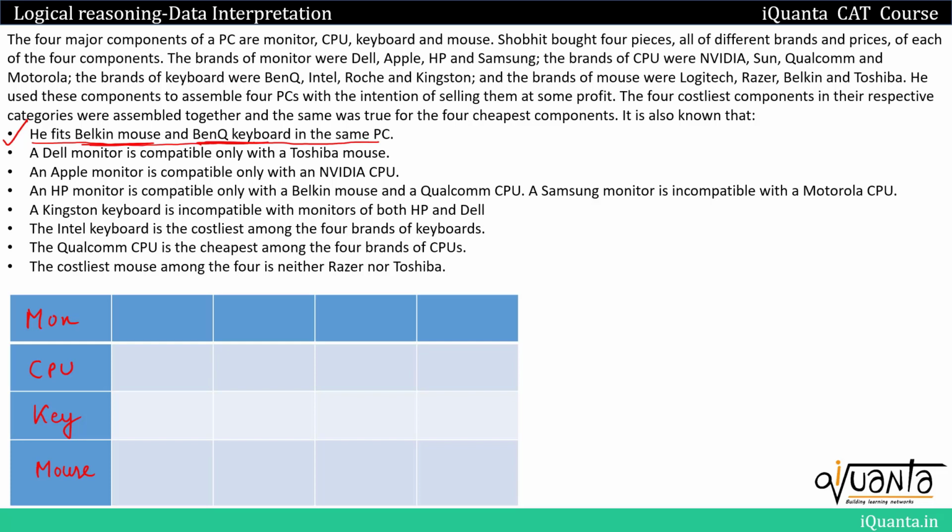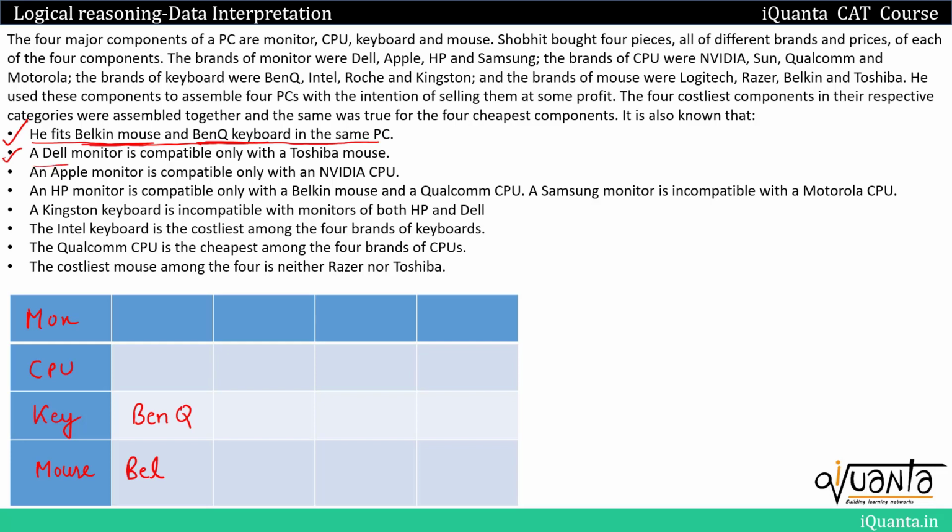So let me write mouse as Belkin over here and keyboard as BenQ over here. We still don't know which monitor and which CPU will come with these keyboards and mouse. Let us read the second clue.